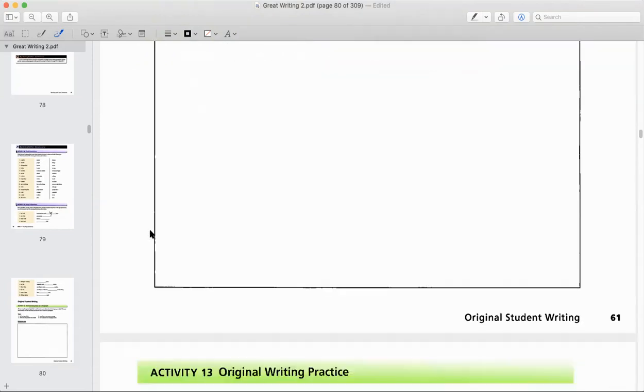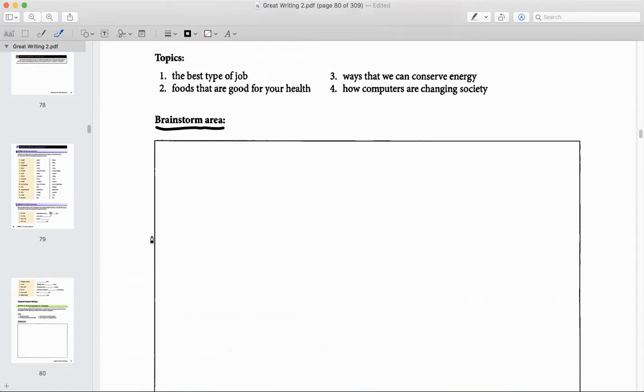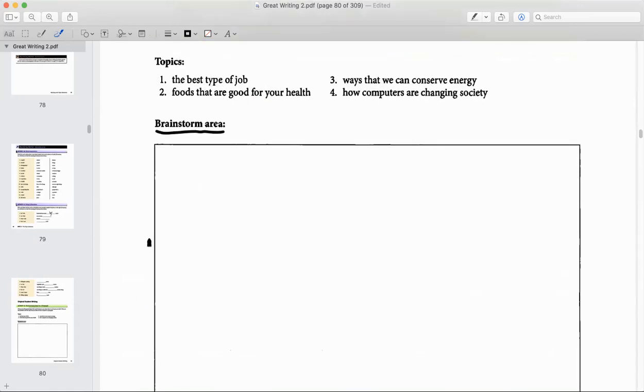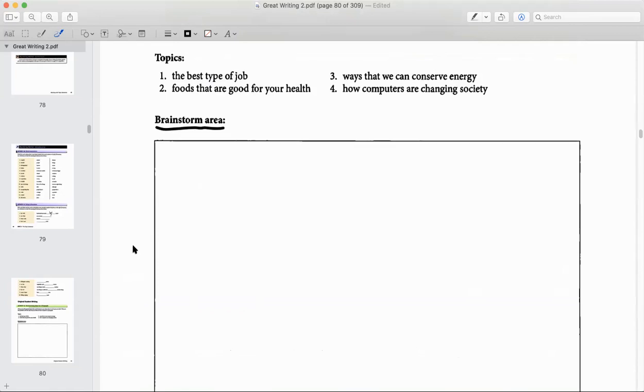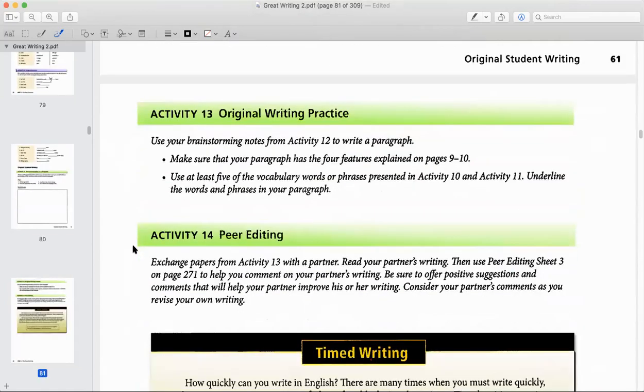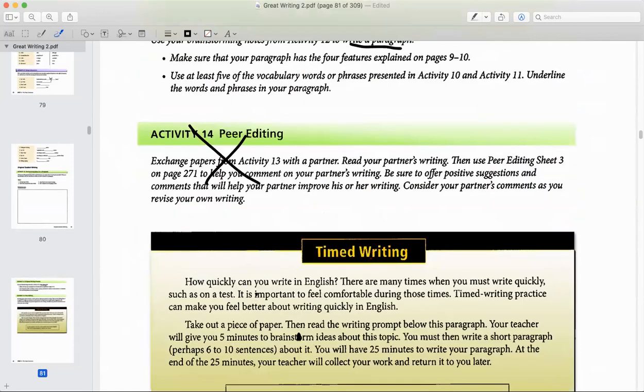And then after you brainstorm, then you can start writing and write your paragraph. As always, make sure you have a title and indent it. Make sure you have a good topic sentence and supporting sentences that all go back to that topic, and a concluding sentence as well. Okay. This is just the part about writing the paragraph. And you don't have to worry about that or that.